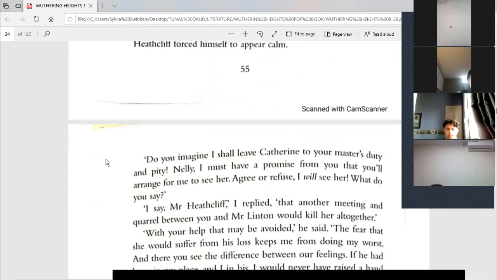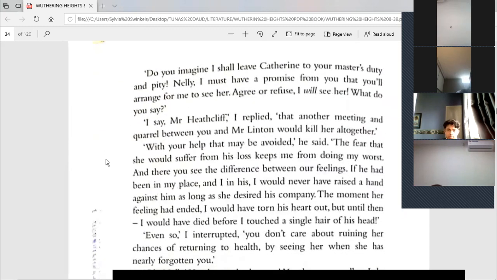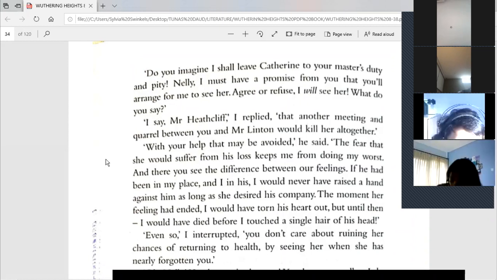Heathcliff forced himself to appear calm. Do you imagine I shall leave Catherine to your master's pity? Nellie, I must have a promise from you that you'll arrange for me to see her. Agree or refuse. I will see her. What do you say? I say, Mr. Heathcliff, I replied, that another meeting and quarrel between you and Mr. Linton would kill her altogether. With your help, that may be avoided, he said. The fear that she would suffer from his loss keeps me from doing my word.